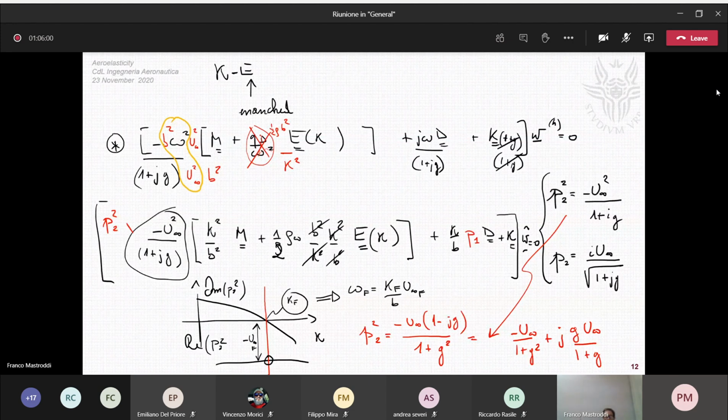Okay, and we have concluded this part on the iterative method. This is the most popular commercial iteration method for finding the flutter margin for aircraft. Okay, and so we can stop here.